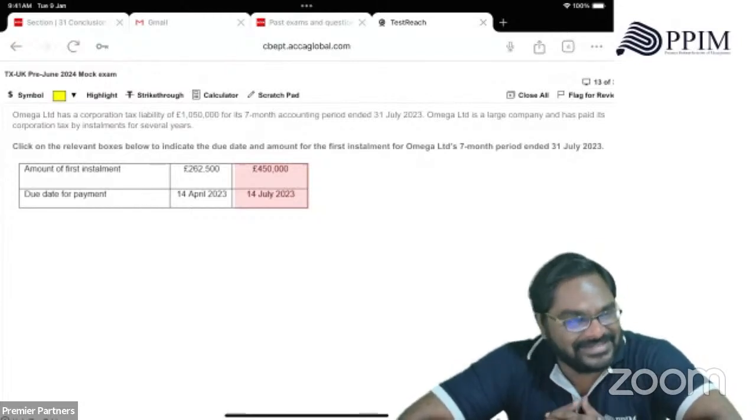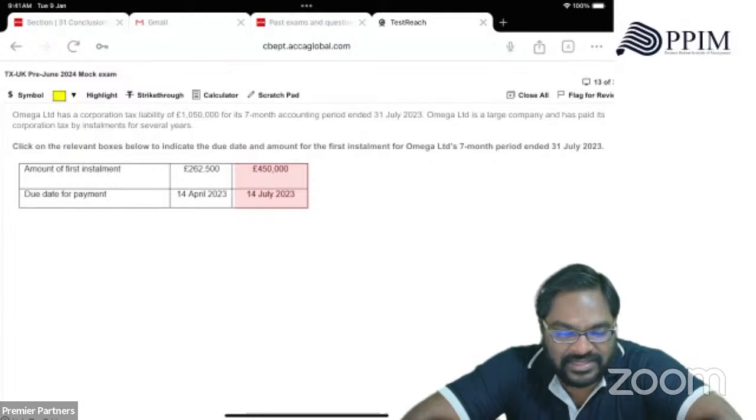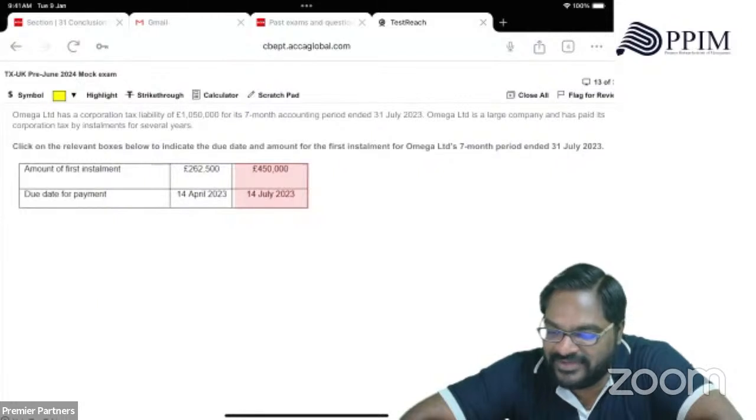Okay. Let's read the question. Omega Limited has a corporation tax liability of £1,050,000 for its 7-month accounting period ended 31st July 2023. Omega Limited is a large company and has paid the corporation tax liability by installments for several years. Click on the relevant boxes below to indicate the due date and the amount of installment that they have to pay for the 7-month period ended 31st July 2023.